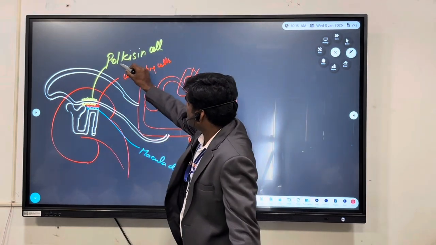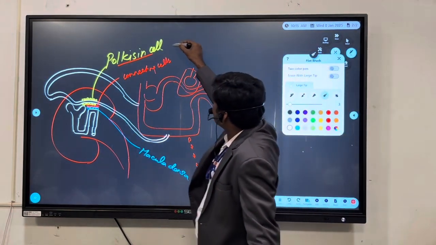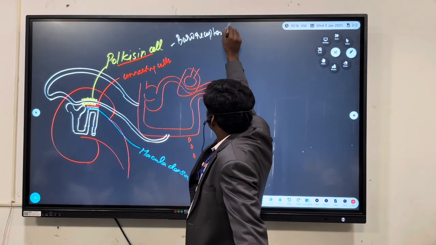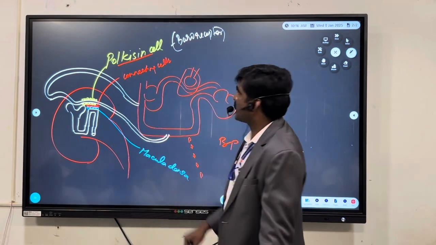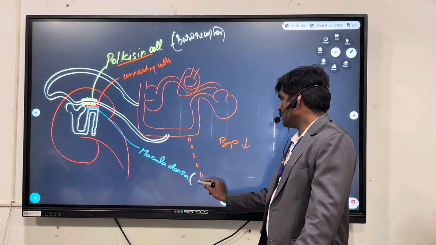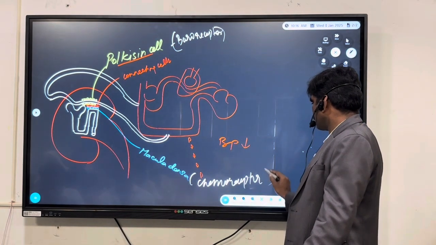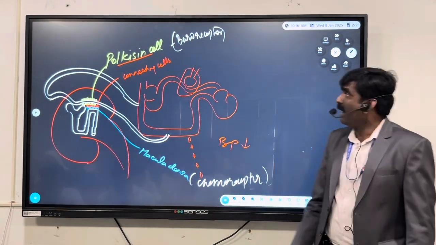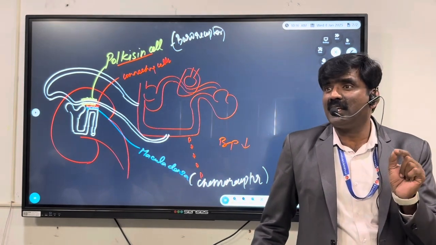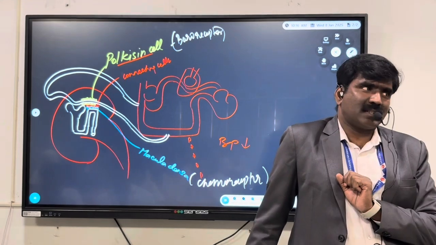So Polkissen cells are baroreceptors, right? Polkissen cells are baroreceptors. Macula densa is a chemoreceptor. Baroreceptor means they sense the pressure. Chemoreceptor, they sense the chemicals, right? And connecting cells, Lacis cells.